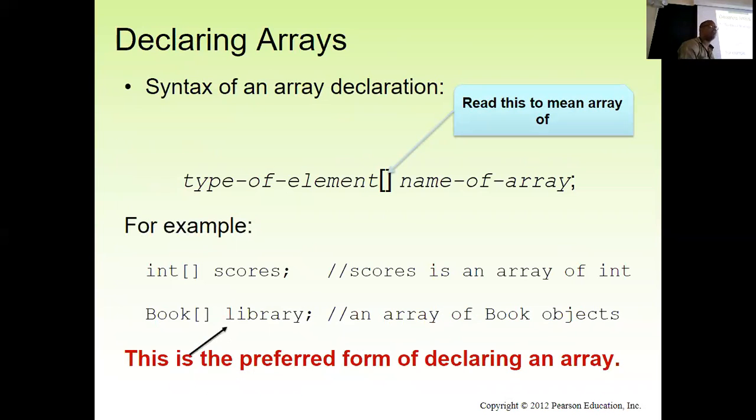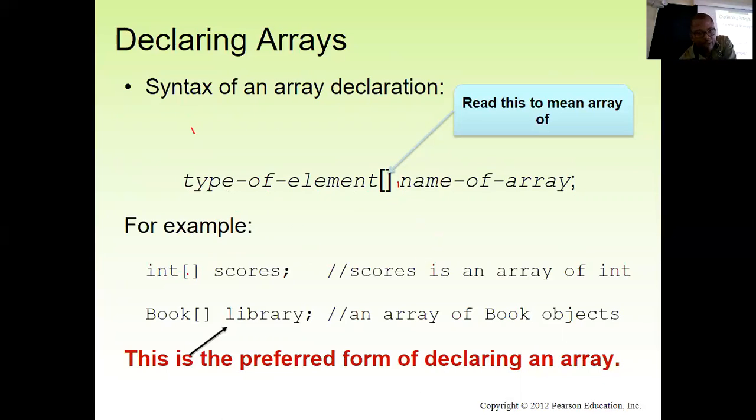Now, to create an array in Java, you first need to identify what type of data you're going to be storing in that array here. Yes, and then you write the square brackets as you have here, right? And then the name of the array. Okay? Everybody with me so far?